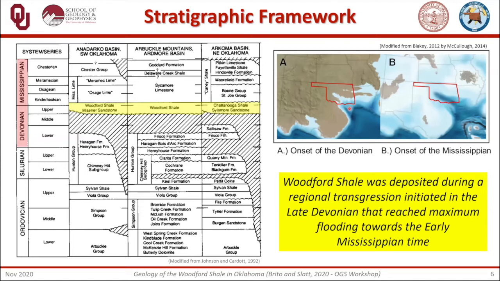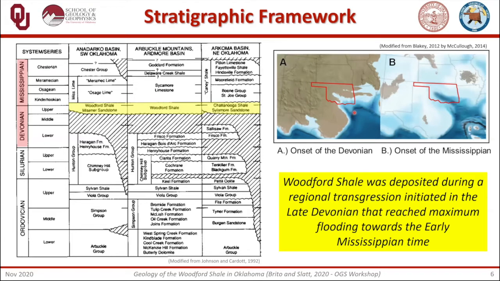So this Woodford, again, is a late Devonian, early Mississippian deposit. It's just in between the Hunton Group or any of the strata pre-Woodford. And then on top, you have either the Sycamore limestone, if you are talking about south Oklahoma, or you're talking about the Osage in northern Oklahoma.